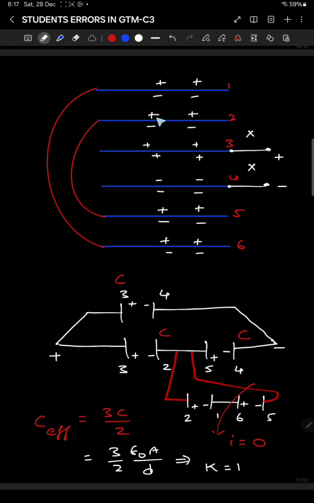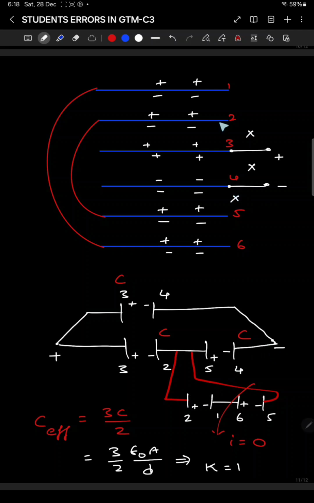Now this second plate is connected to fifth plate. Fifth plate positive forms a capacitor with fourth plate negative and connected to negative. This is also done.